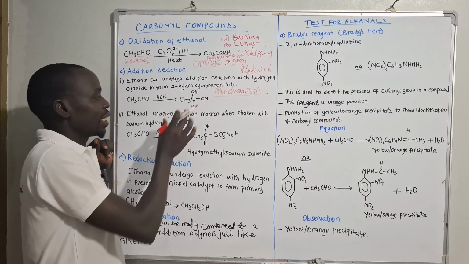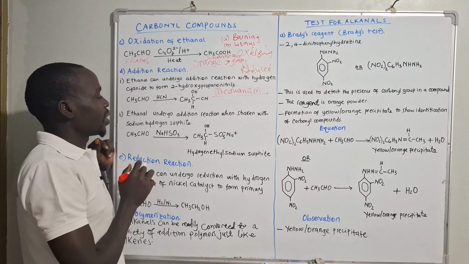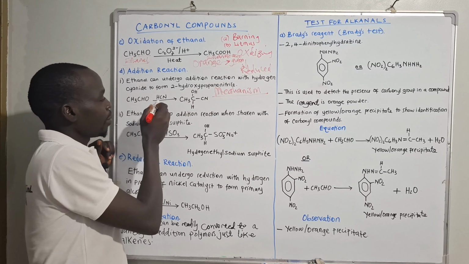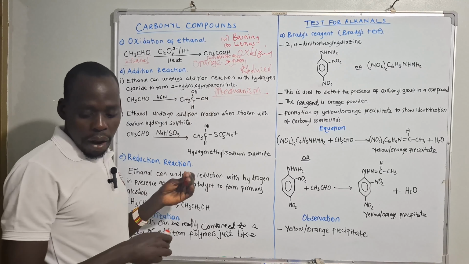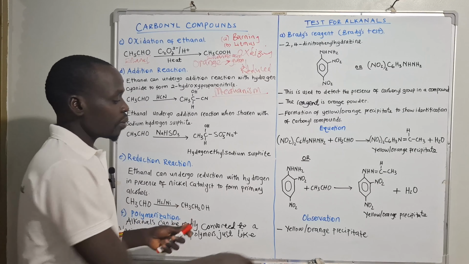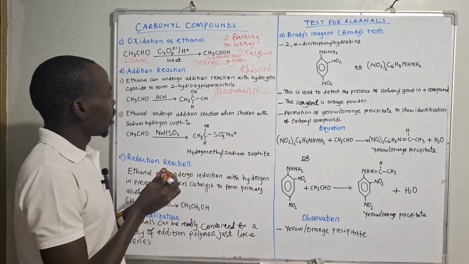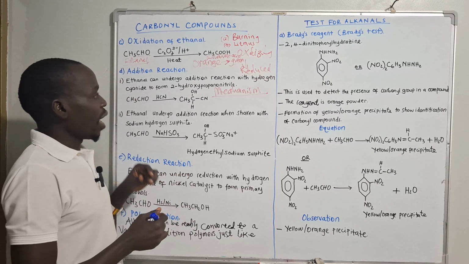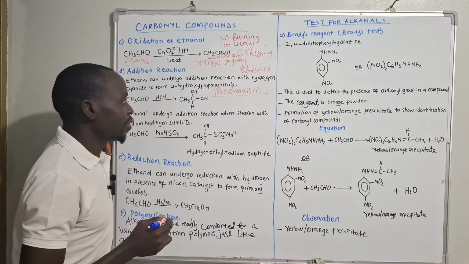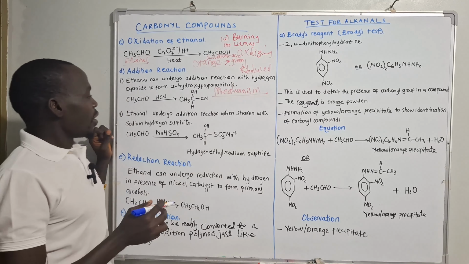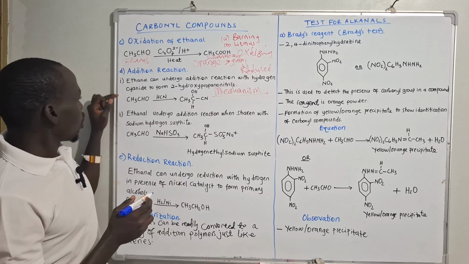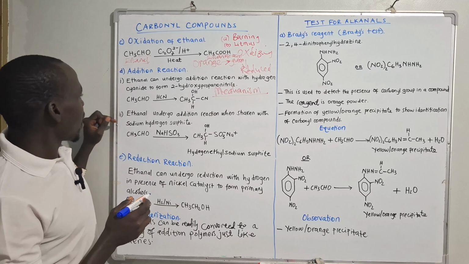But the syllabus does not emphasize that. So therefore, we shall just take the reaction in this format, where we say if I get my ethanal in the presence of hydrogen cyanide, I'll be in a position to form what we call 2-hydroxypropanonitrile. So now this is Roman 1. Now how about Roman 2?